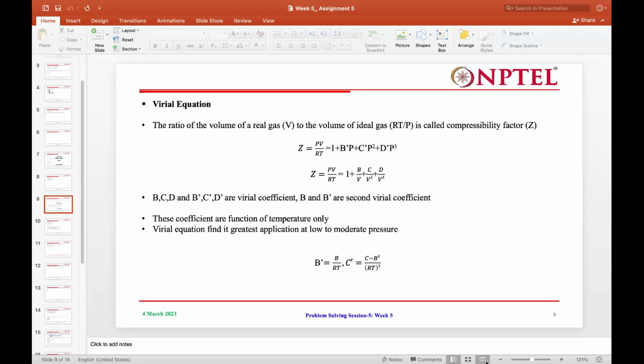And the generalized compressibility chart gives the value of compressibility factor Z as a function of these. TR means the reduced temperature, the temperature relative to the critical temperature, so T divided by TC. So Z is a function of reduced temperature and reduced pressure. So the answer is B. This is TR, this is PR.